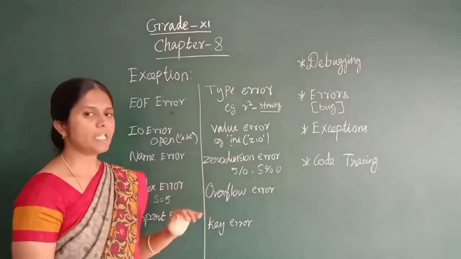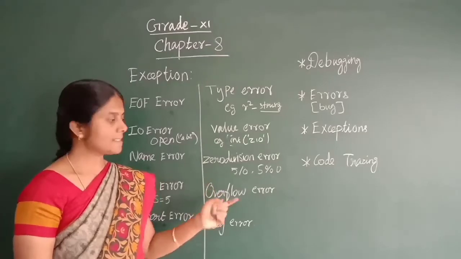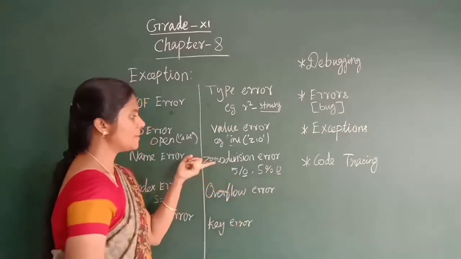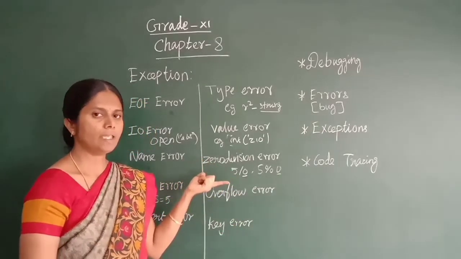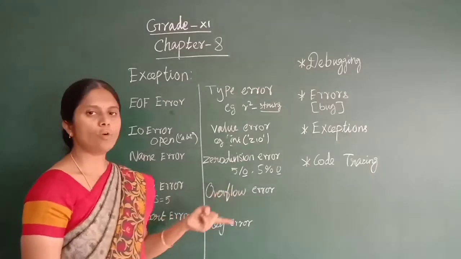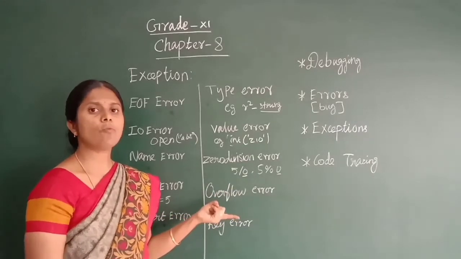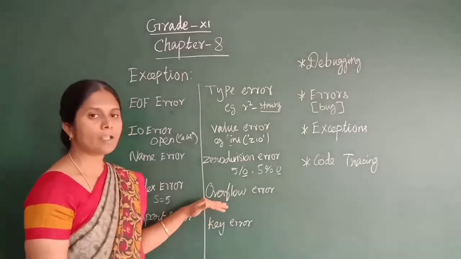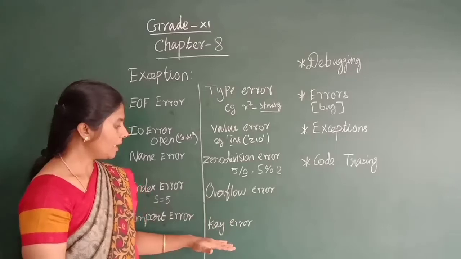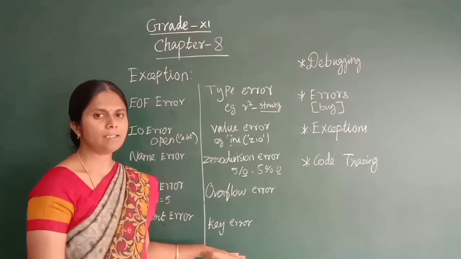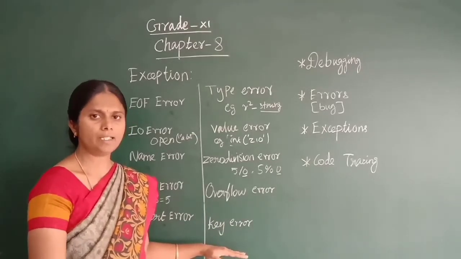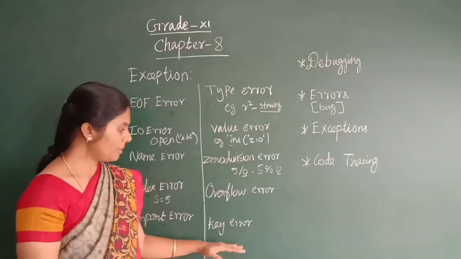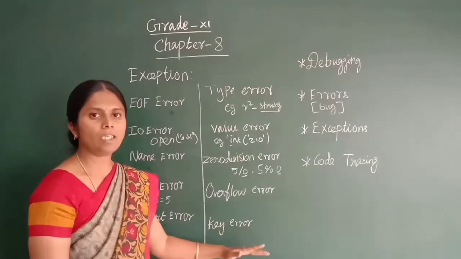Zero division error. In the division or modulus, if the second argument is 0, it will display the error as what? Zero division error. The next one is overflow error. For example, when the result of an arithmetic operation is too large, this error will occur. Overflow error. Key error. For example, if you have created a dictionary and you are searching for a key that is not present in the existing keys, it will display the error message key error.